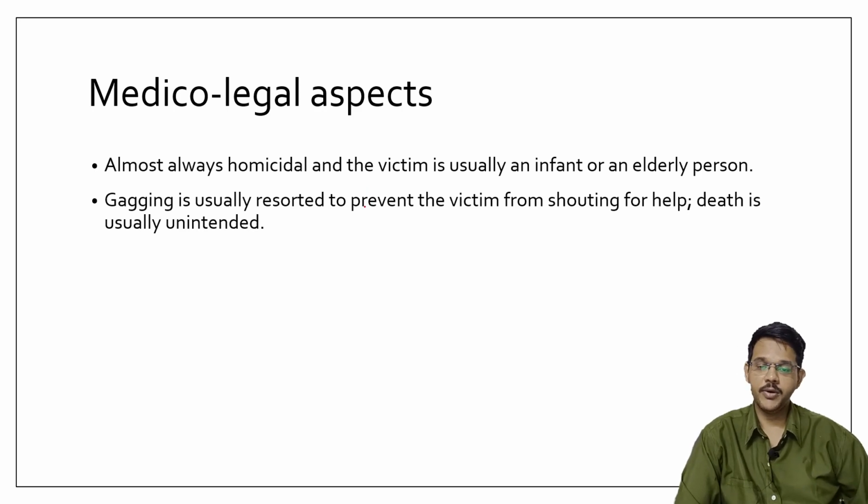Next is the medical importance of gagging. Almost always it is homicidal. The victim is usually an infant or elderly person. Many times gagging is resorted to prevent the victim from shouting for help. Death is usually unintentional, but it may be intentional. A person may be gagged to cause death.